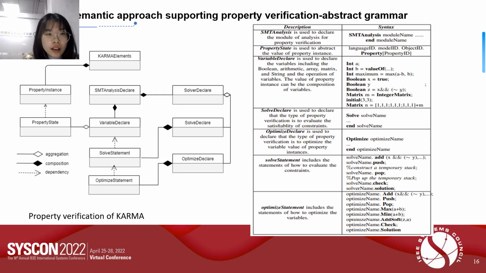So, when the basics are defined, this is the abstract grammar supporting property verification based on Karma. It includes 7 parts: the block declaration, SMT analysis, the statements of getting models, the general solver declaration, the statements named solve, declare, and solve statements, optimize statements, and the variable declaration. Compared to the general solver, the optimized solver can add statements of minimizing or maximizing.